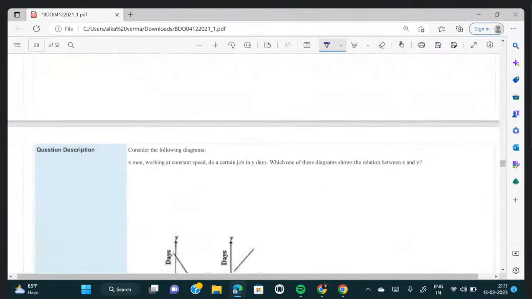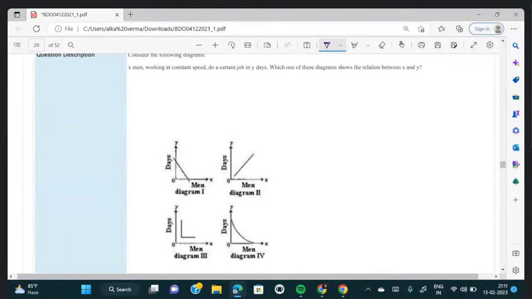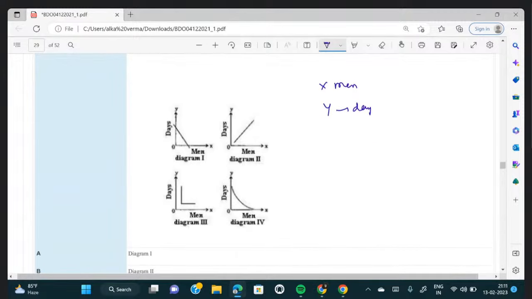Next question, number 33. The question is, X men working at a constant speed do a certain job in Y days. Which one of the diagrams shows the relation between X and Y? Now, X is men and Y is days. Now, which one is showing the proper one? See, here Y is becoming 0 and going into negative Y. Days cannot go negative. So this one is wrong.